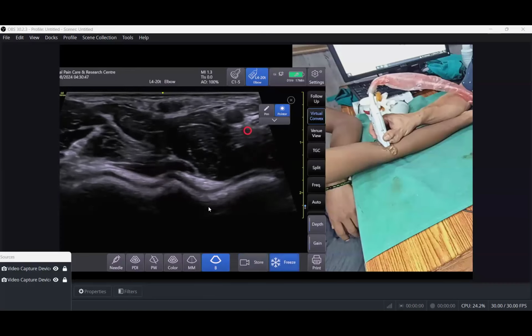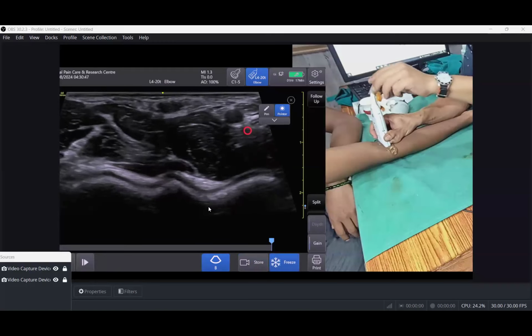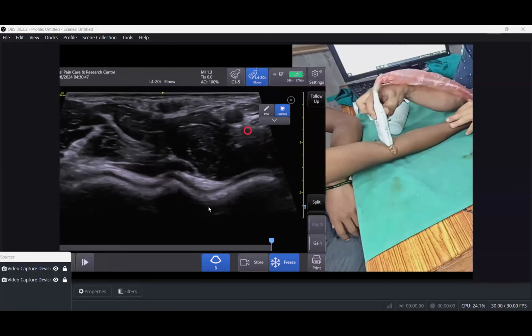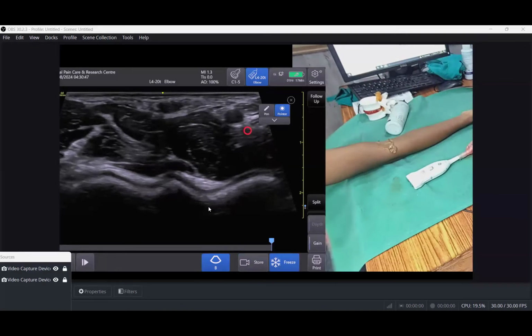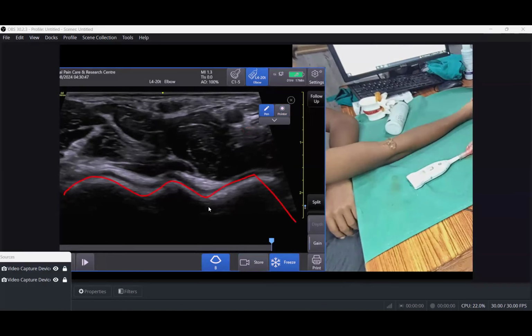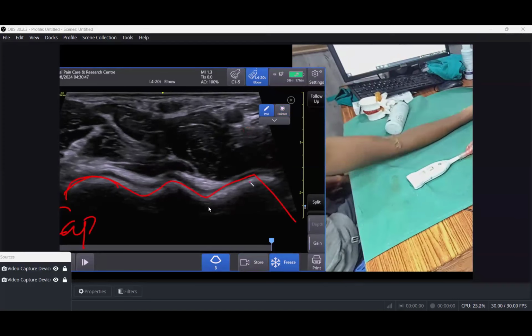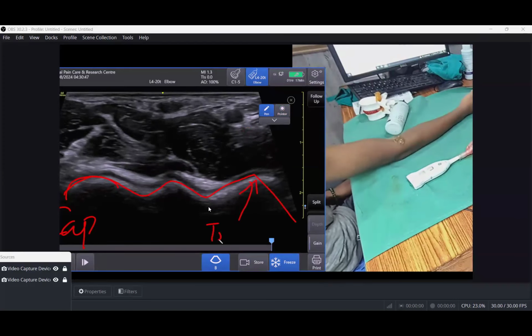So this is the home page for the elbow joint. My probe is just over the crease of the elbow joint. When we put our probe here, there are various things you can see. This is basically the distal end of the humerus. The roundest structure is the capitulum, and this V-shaped structure is the trochlea of the distal end of the humerus.